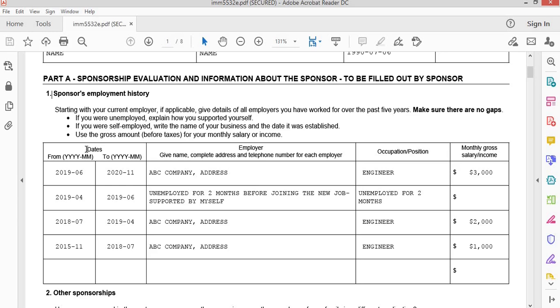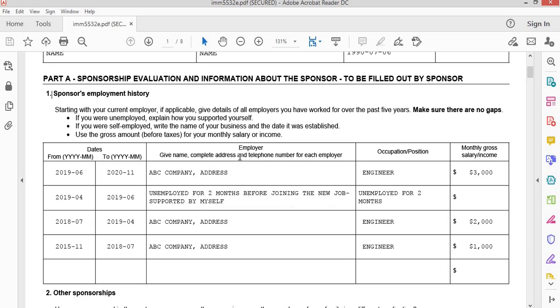I have filled in the sample data for you. Here you can see that now it is November 2020. So going back 5 years, it's November 2015. So even if you provide some extra details, like going back to 2010 or 12, 13, it is alright. So first you have to start with the latest employment information.